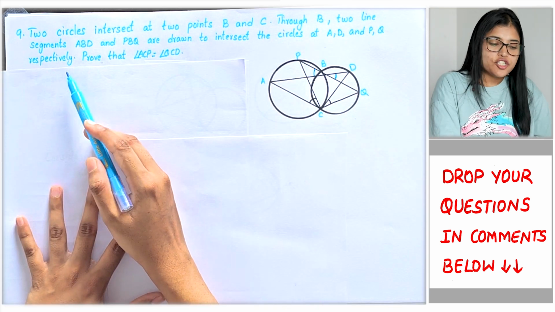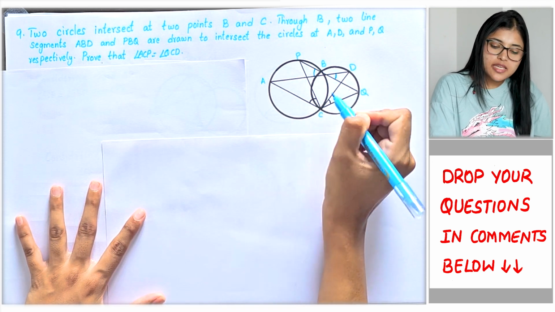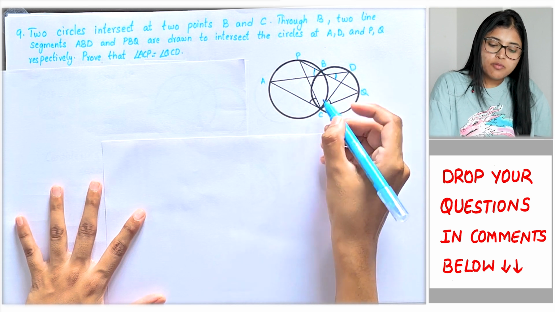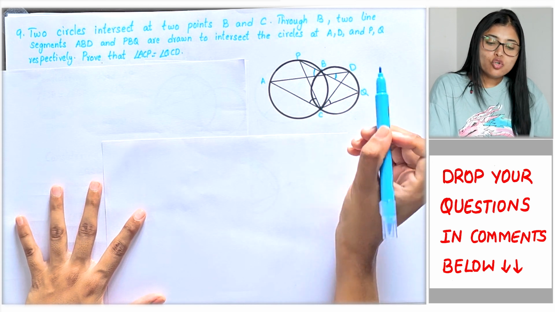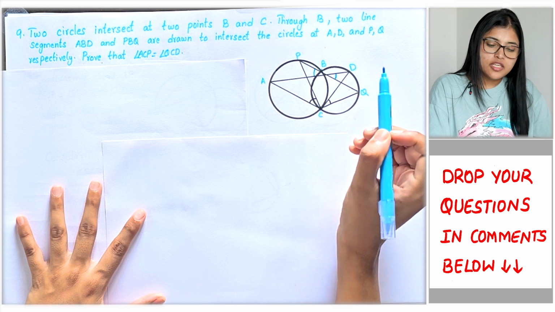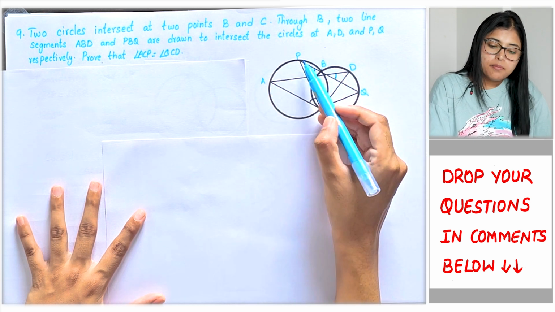In the 9th question, we are given two circles that intersect at two points B and C. So this is one circle and this is the other circle, and these are the points of intersection. Through B, two line segments ABD and PBQ are drawn.